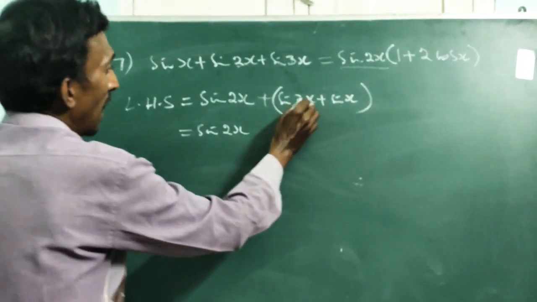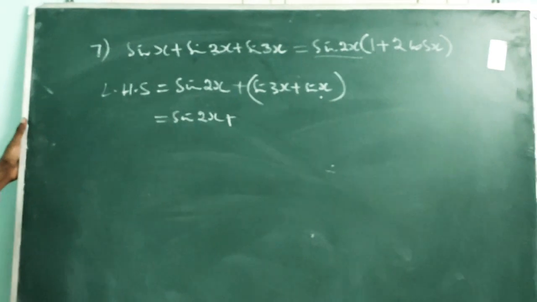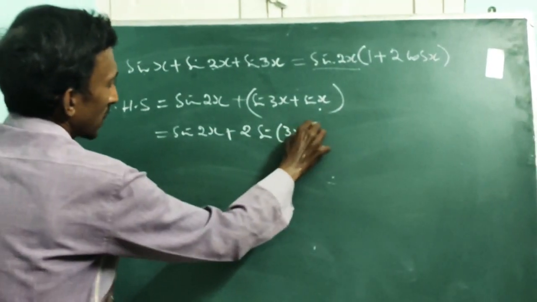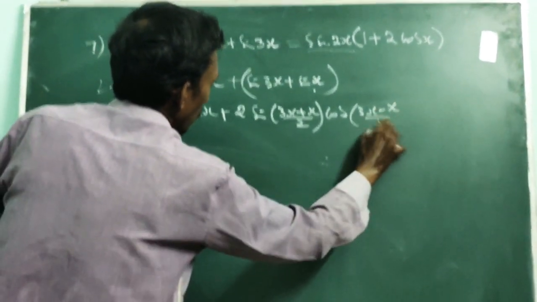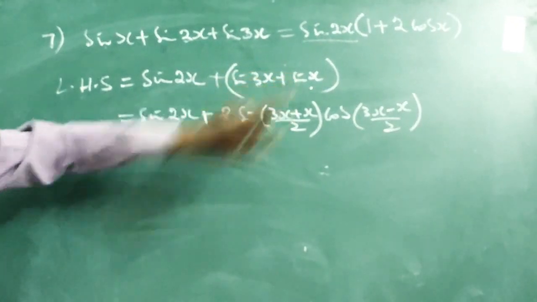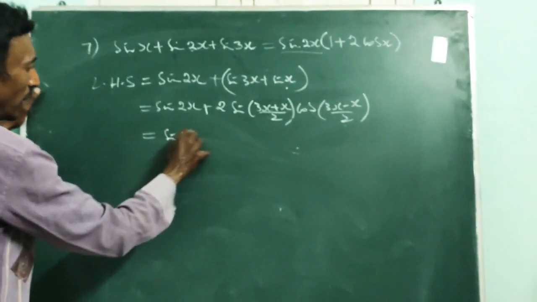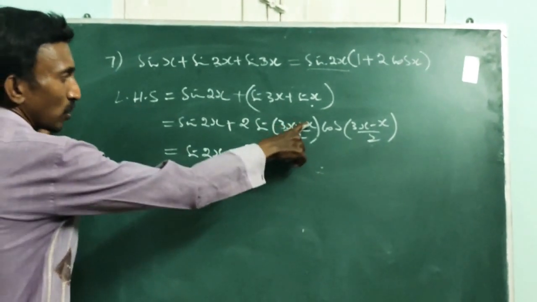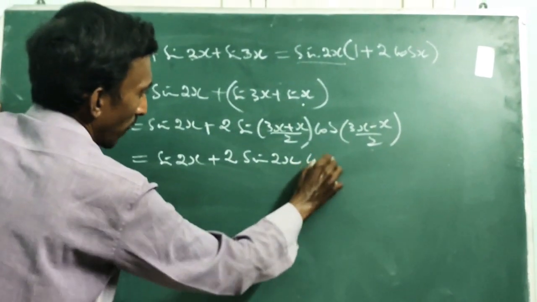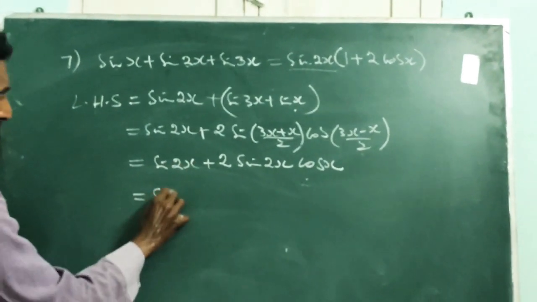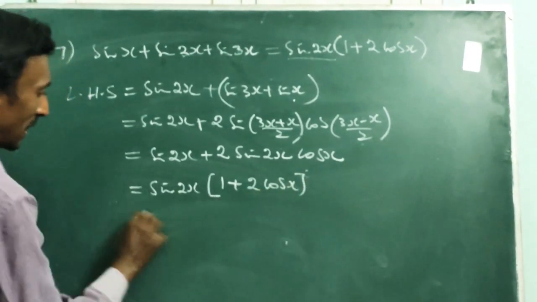So imagine it is the form sin C plus sin D. So what is sin C plus sin D? 2 sin C plus D by 2 into cos C minus D by 2. Sin C plus sin D equal to 2 sin C plus D by 2 into cos C minus D by 2. So sin 2x plus 2 into 3 plus 1, 4 by 2 is 2, sin 2x, 3 minus 1 is 2, 2 by 2 is 1, cos x. So now take sin 2x outside. So remaining 1 plus 2 cos x, that is the RHS.